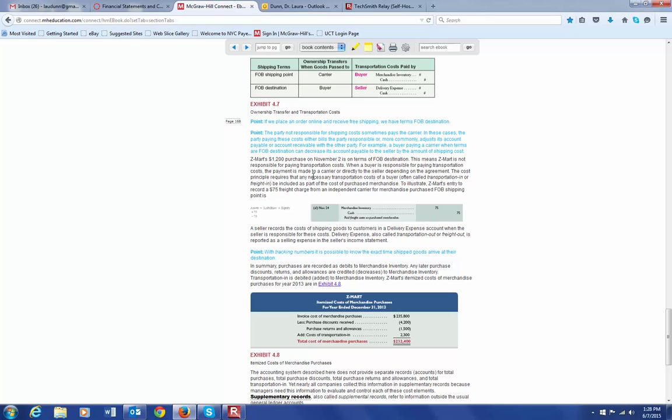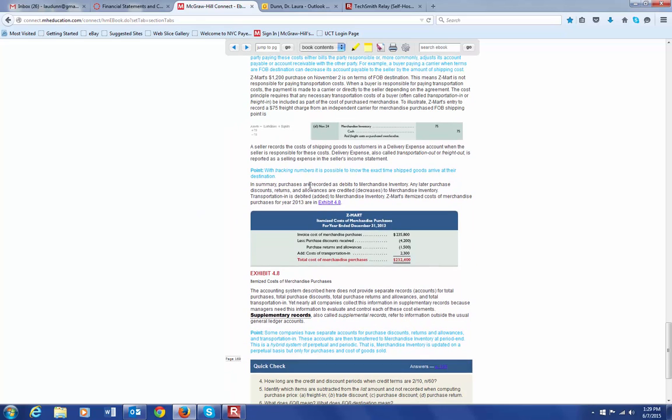When a buyer is responsible for paying it, the payment is made to a carrier or directly to the seller depending on the agreement. The cost principle requires that any necessary transportation cost of a buyer be included as part of the cost of the purchased merchandise. So, if Z-Mart has a $75 freight charge, it gets charged directly to the inventory because it becomes part of your cost of the inventory. So in this case, they would debit inventory for $75 and they would credit cash because they're paying it for $75. So if you're the buyer and you're responsible for the transportation cost, it gets charged directly to the inventory account. It becomes part of your cost of goods sold.